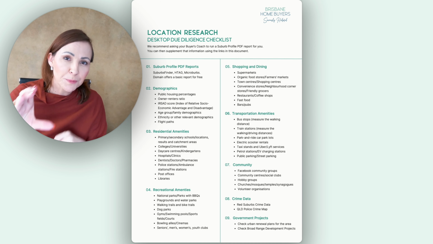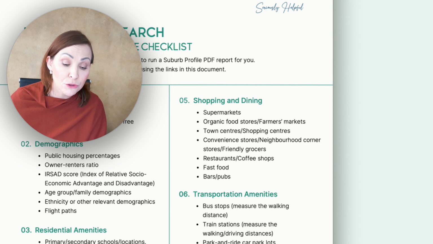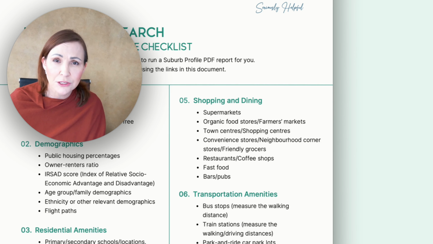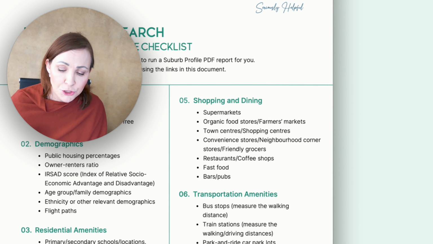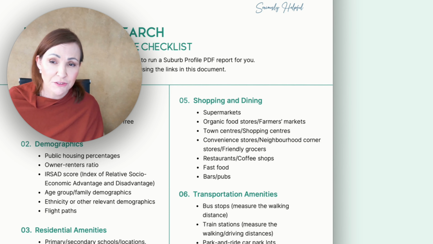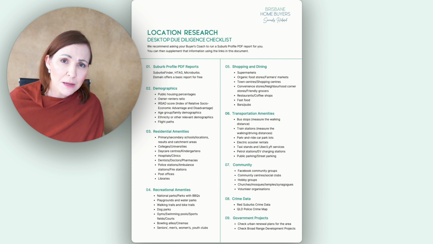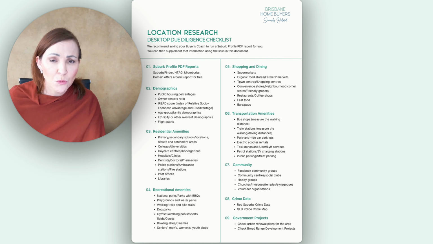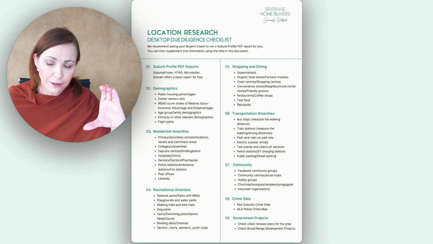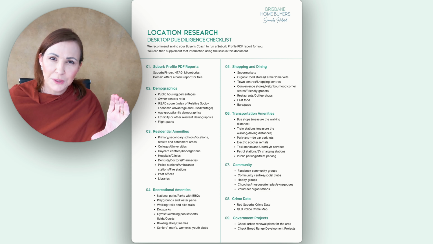The next is the shopping and dining section. That's where we've got access to supermarkets. Do you like organic food stores? Are you really into farmers markets? How close do you want to be towards the town centre? Do you need a convenience store nearby or do you need a shopping centre nearby? What's important to you? Restaurants, coffee shops, fast food. Is fast food important to you? What's nearby and how close is it? And bars and pubs depends what the demographic is as to what you'll find. So if you're looking at a family-centred demographic, there's not going to be a lot of nightlife there, if you understand what I mean.